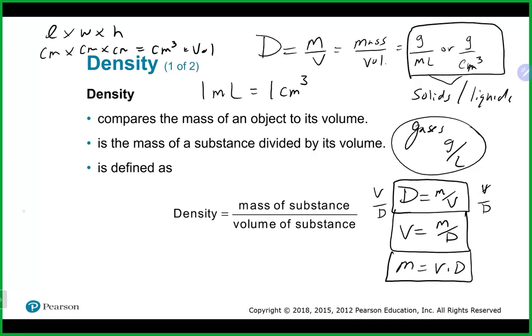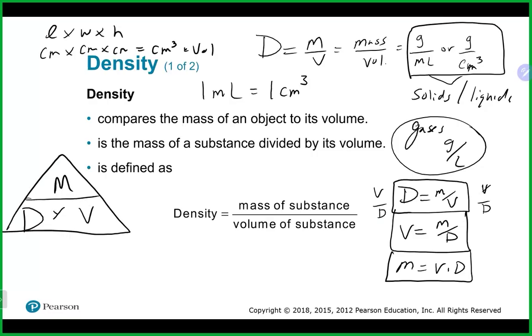Those are three ways you could rearrange this equation. Some people like to remember the DMV triangle, because everybody loves the DMV, right? Density is mass over volume. Volume is mass over density, and mass is volume times density. So you remember the DMV triangle, and you could rearrange that pretty easily in this case. Any questions on that there?